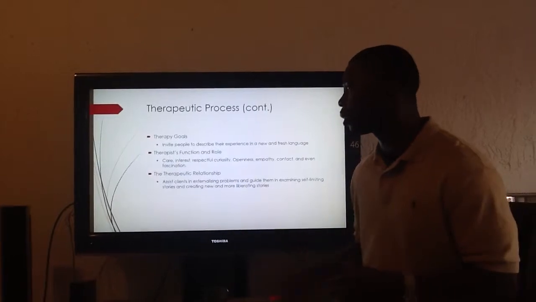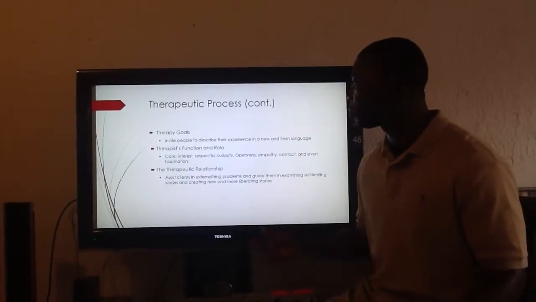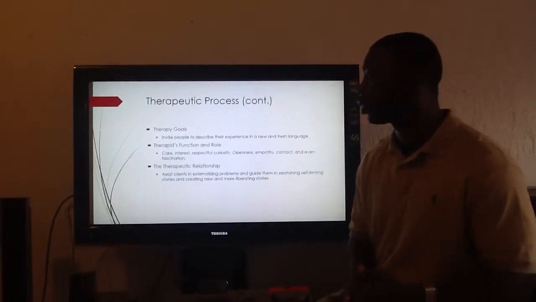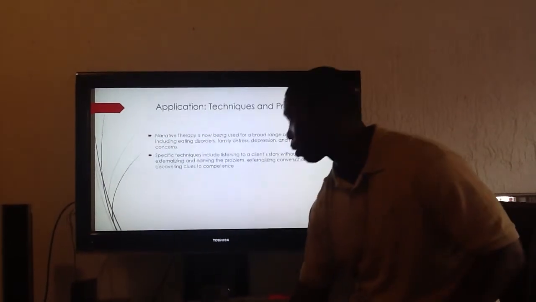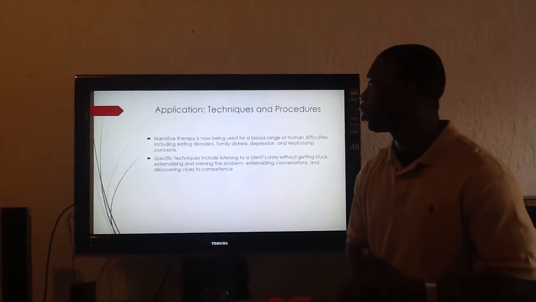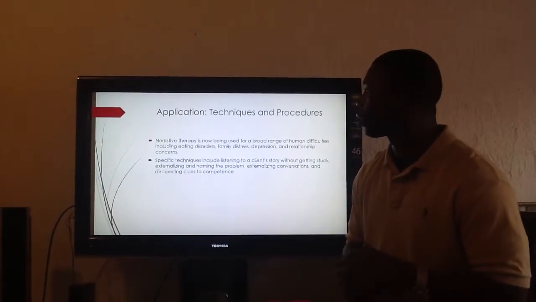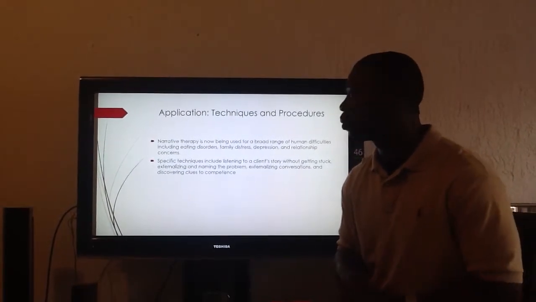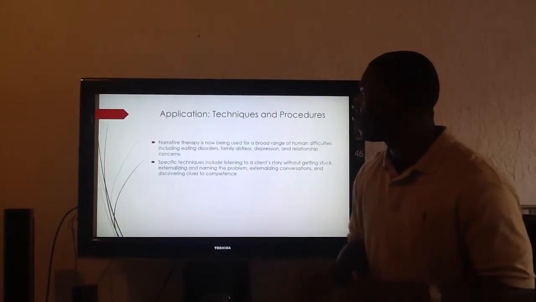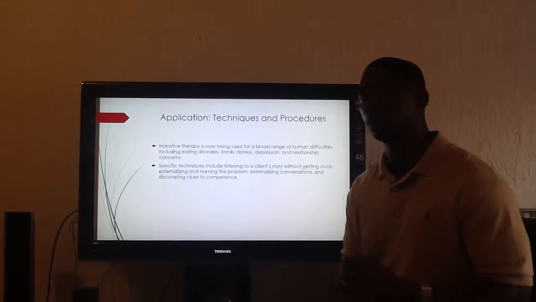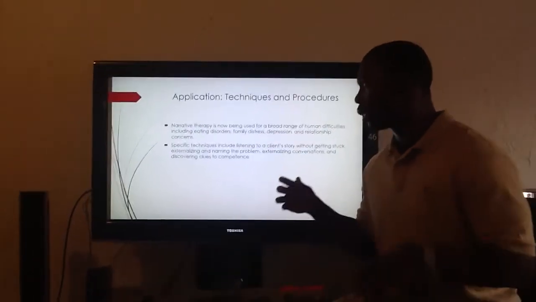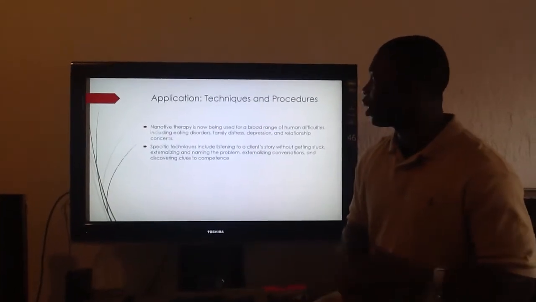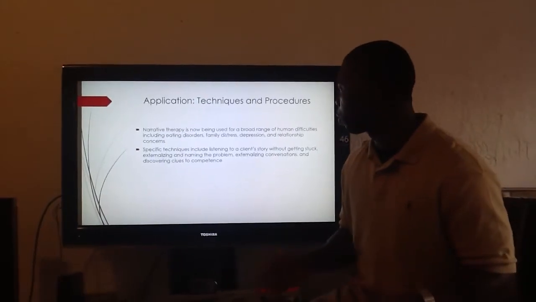The therapeutic relationship: assist clients in externalizing problems and guide them in examining self-limiting stories and creating a new, more liberating story. Techniques and procedures. Narrative therapy is now being used for a broad range of human difficulties, including eating disorders, family distress, depression, and also relationship concerns. Specific techniques basically include listening to a client's story without getting stuck.